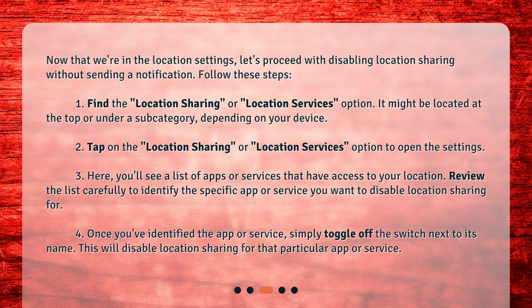2. Tap on the Location Sharing or Location Services option to open the settings. 3. Here, you'll see a list of apps or services that have access to your location. Review the list carefully to identify the specific app or service you want to disable location sharing for. 4. Once you've identified the app or service, simply toggle off the switch next to its name. This will disable location sharing for that particular app or service.